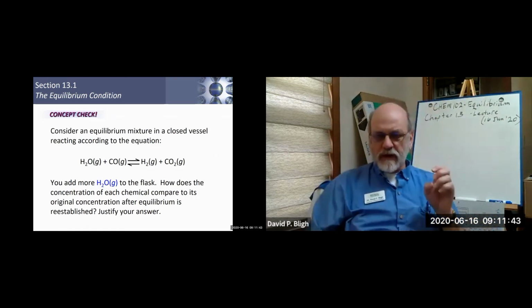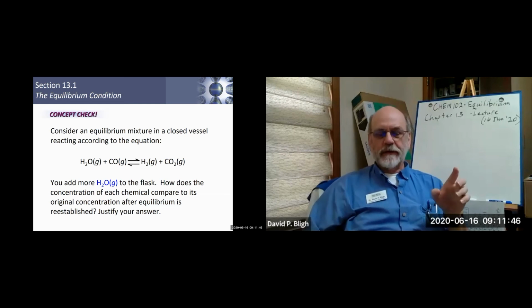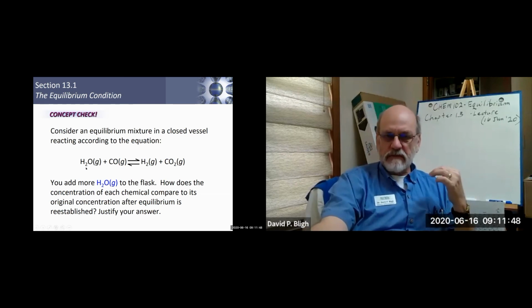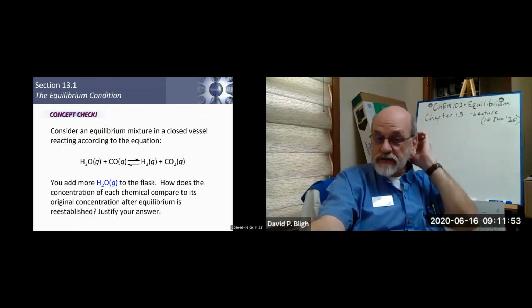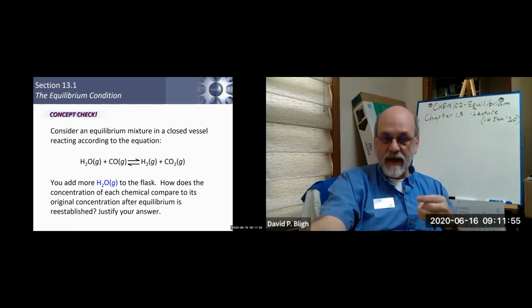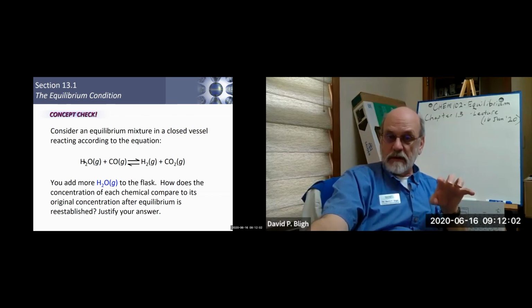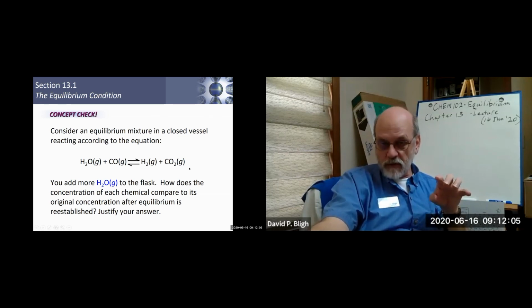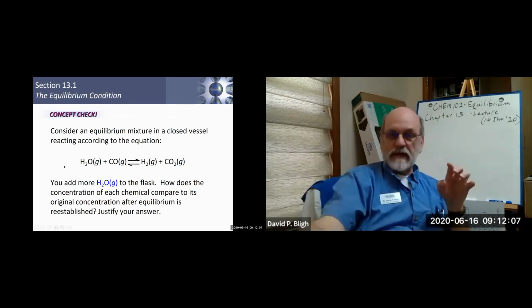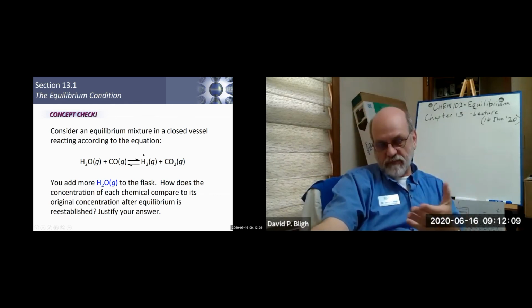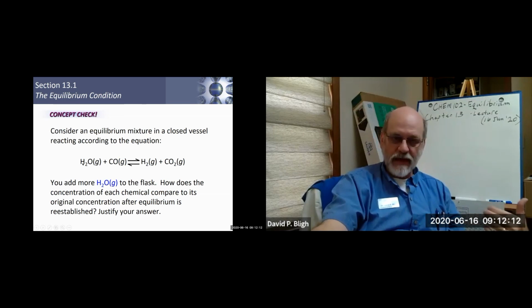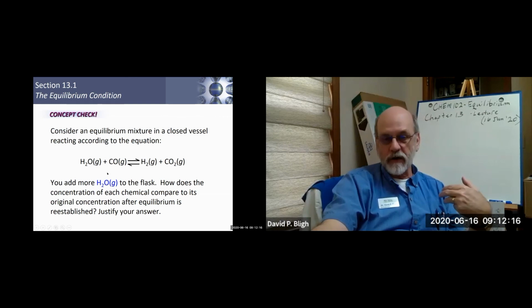Okay, so this is kind of a teaser where we have this reaction as our example. Water and carbon monoxide react to produce hydrogen and carbon dioxide. Well, what do you think would happen, since we know that at equilibrium the forward rate is equal to the reverse rate, so we're producing products at the same rate as we're reproducing reactants? Then what would happen if we add more water to the flask?